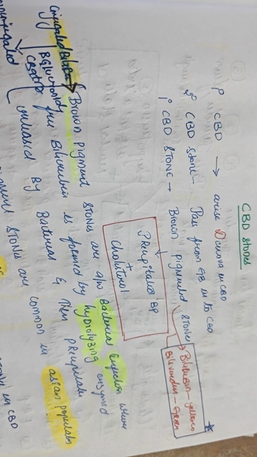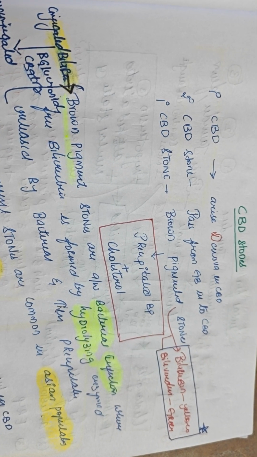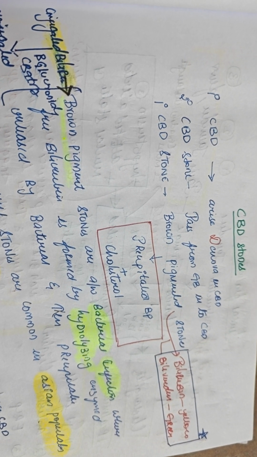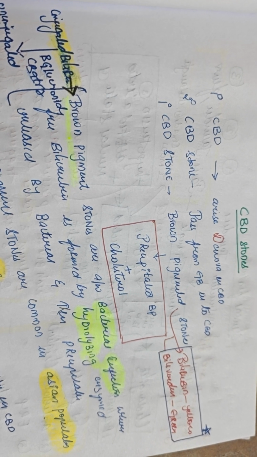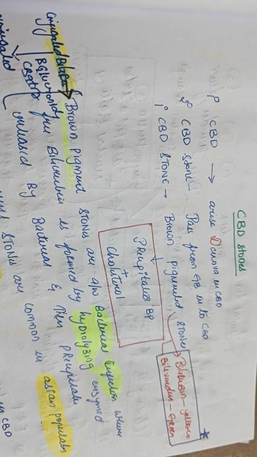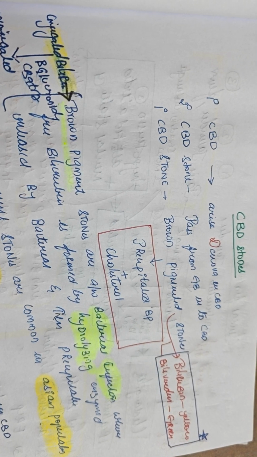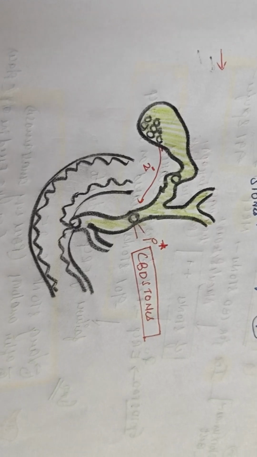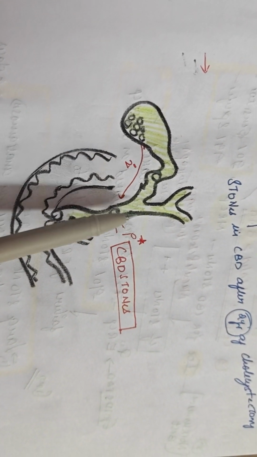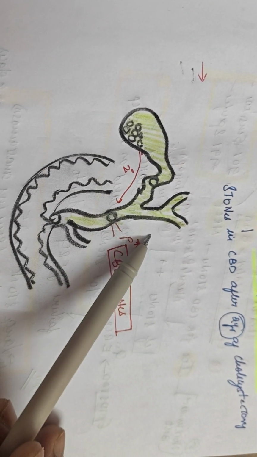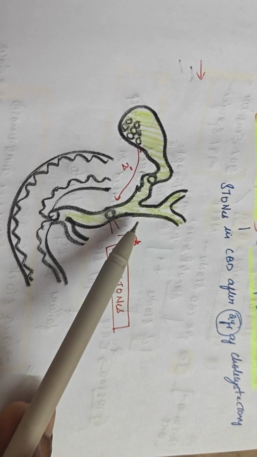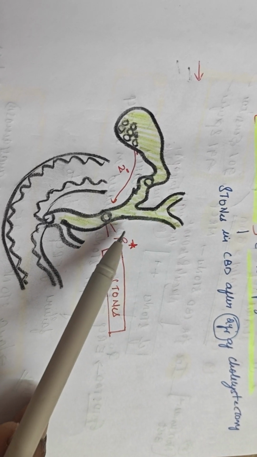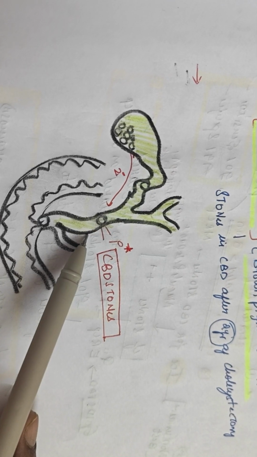In this session, we started speaking about the common bile duct stones. There are two types: primary common bile duct stones and secondary common bile duct stones. What is a primary common bile duct stone? If you look at the diagram here, this is the gallbladder, this is the cystic duct, this is the common hepatic duct, this is the left hepatic duct and right hepatic duct, and you have the common bile duct.